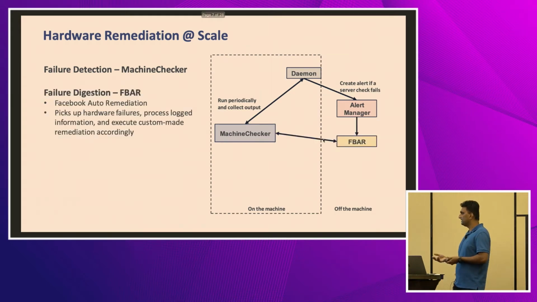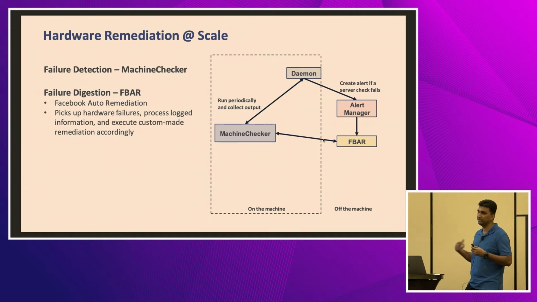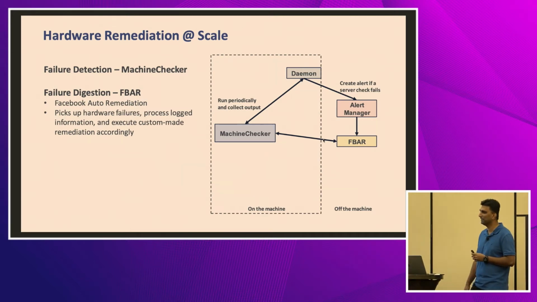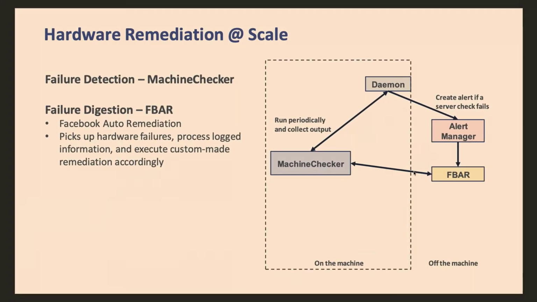Once a machine checker finds a particular faulty device based on the check criteria which is defined for it, it then goes ahead and alerts something we call FBAR. The full form there is Facebook Auto Remediation. We haven't updated it to Meta Auto Remediation yet, but maybe we need to change that name. It picks up the hardware failures and processes the log information, and then we have custom remediation which is designed for every check. It doesn't mean that if we find a particular failure in a machine check, we're just going to take the drive and throw it out.